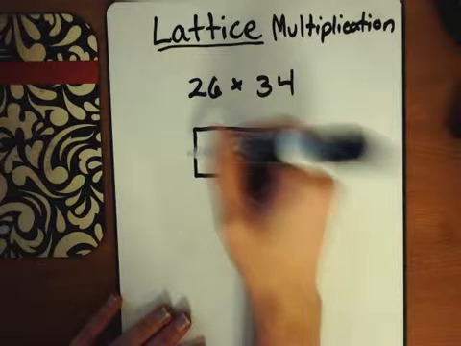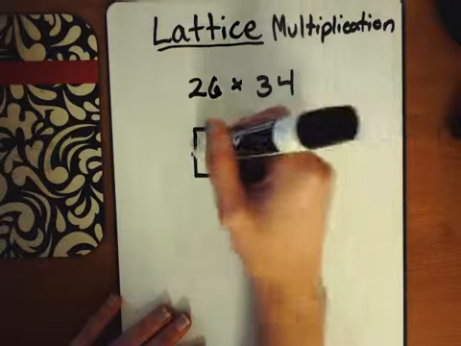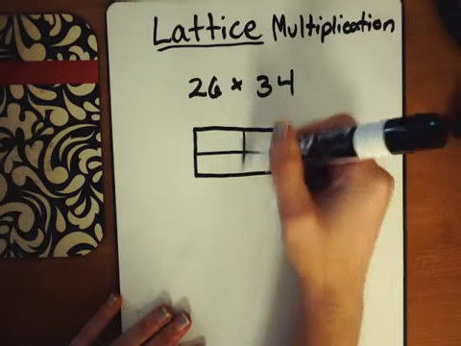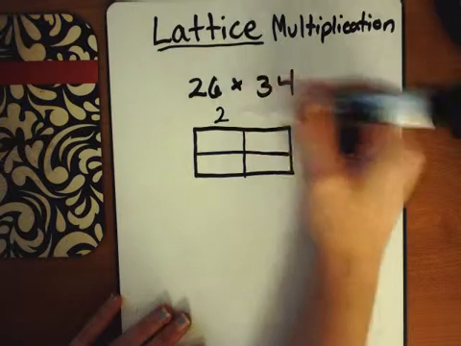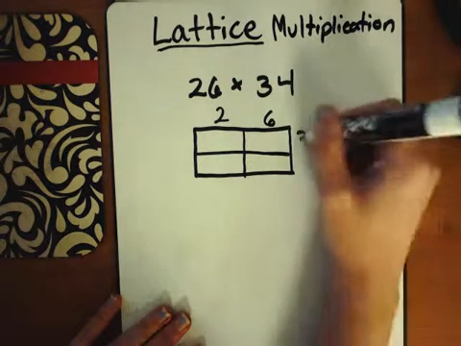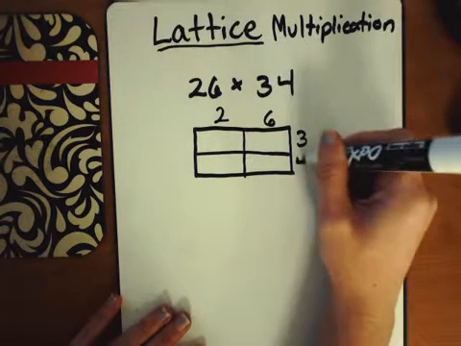So make a rectangle and set up my boxes here. So I have 26 times 34. It does look like a window, doesn't it?